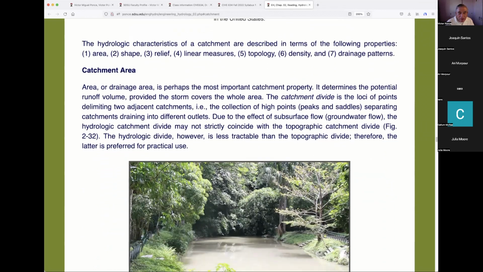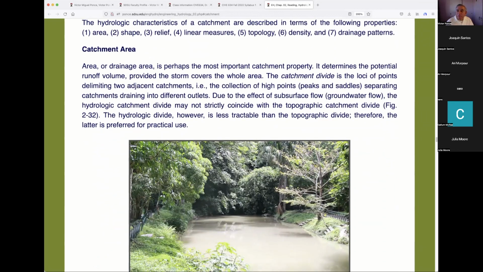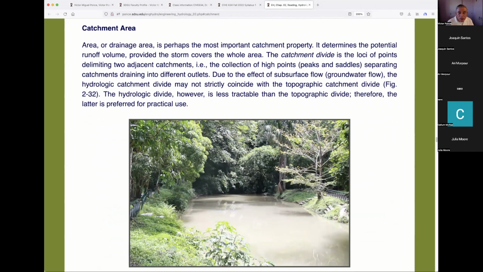Okay, catchment area is the primordial, that is the most important catchment property, the area of the catchment. It determines the potential runoff volume, that is, provided the storm covers the whole area. Now, the catchment divide is the loci of points delimiting two adjacent catchments. That is the collection of high points, peaks, and saddles, separating catchments draining into different outlets.